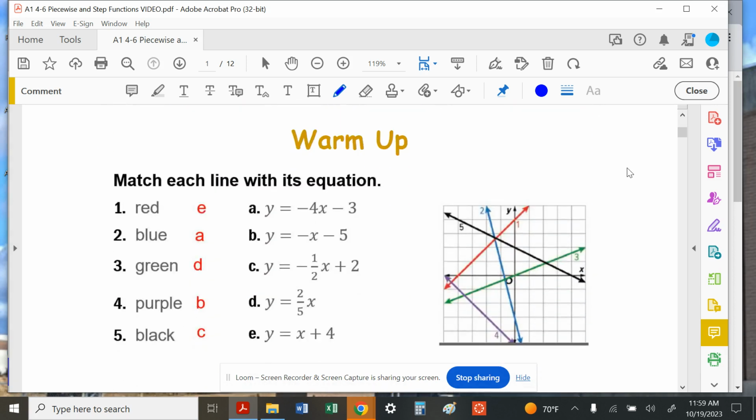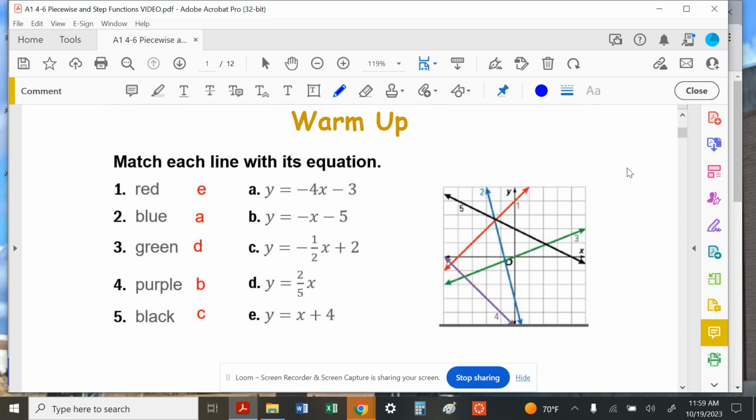Okay, so the first part is the warm-up. We now have an equation that's in slope-intercept form. When I say slope-intercept form, remember it's y equals mx plus b, where m is the slope and b is the y-intercept. In this example, m is equal to -4, and b is equal to -3. So we're going to look and see where any of these lines cross the y-axis at -3. Notice this one does right here. That would be line number 2, which is blue. Notice that is my equation there.